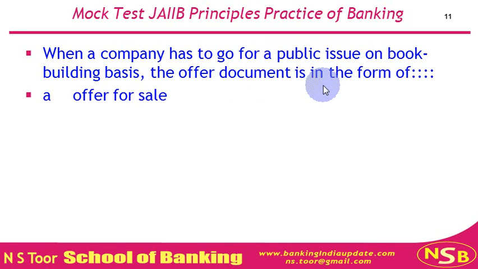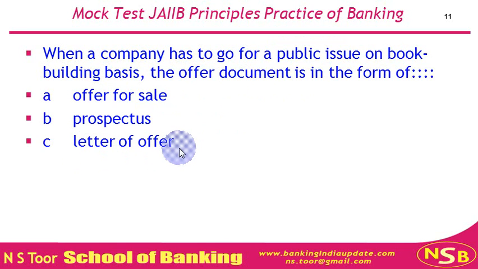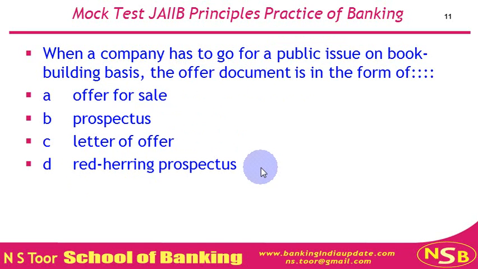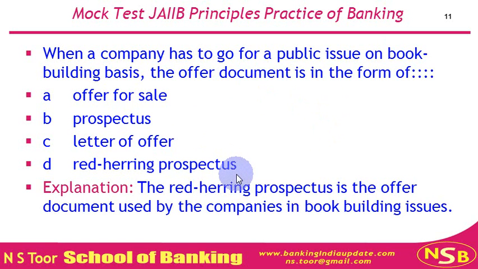Let us see the options. Offer for sale document, prospectus, letter of offer, red herring prospectus. In case of a book building issue, the offer document is called red herring prospectus. In a normal issue, it is called prospectus. In case of book building, this is known as red herring prospectus. Hence, our answer is D option. Red herring prospectus is the offer document used by the company in book building issues.